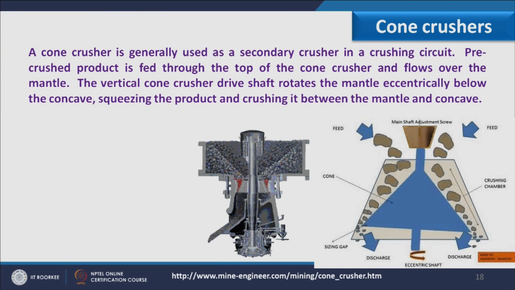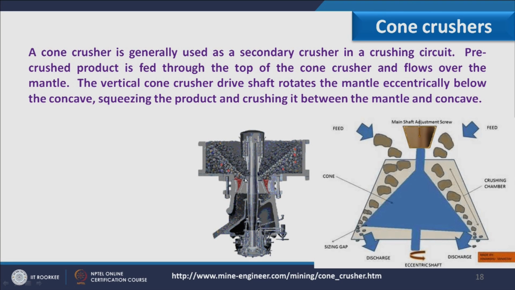What is a cone crusher? A cone crusher is generally used as a secondary crusher in a crushing circuit. Pre-crushed product is fed through the top of the cone crusher and flows down the mantle. The vertical cone crusher drive shaft rotates the mantle eccentrically below the concave, squeezing the product and crushing it between the mantle and concave. So what is the mantle?